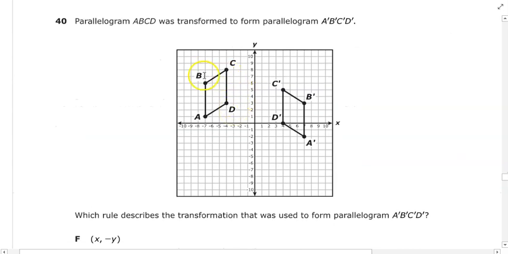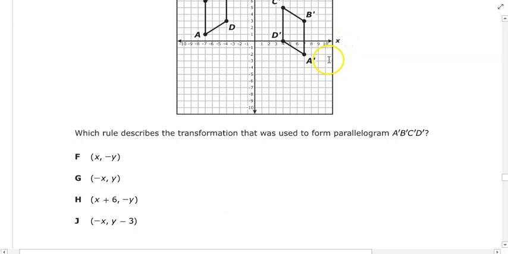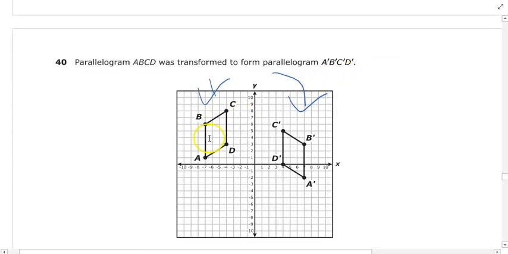On 40, here we have a parallelogram ABCD. It's transformed to create parallelogram A prime, B prime, C prime, D prime. So we started here, we did some transformation, and we ended up here. Which rule describes the transformation that was used? Okay, so it looks like there was some sort of reflection across, because B was on the left, now it's on the right side, so looks like there was a reflection, and clearly it moved down as well.